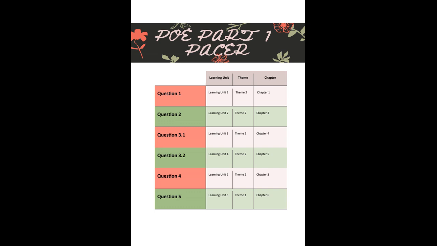I went through the POE and it's quite a nice example, and there's a lot of application that you can do using other real life examples as well as the case study. So I'll go over it very, very quickly. Question 1 is coming out of Learning Unit 1, Theme 2, Chapter 1. You'll see it's going in sequence. I split question 3 into 3.1 and 3.2. The reason is that different learning units fall in these two questions, whereas the other questions feature just a specific learning unit itself.